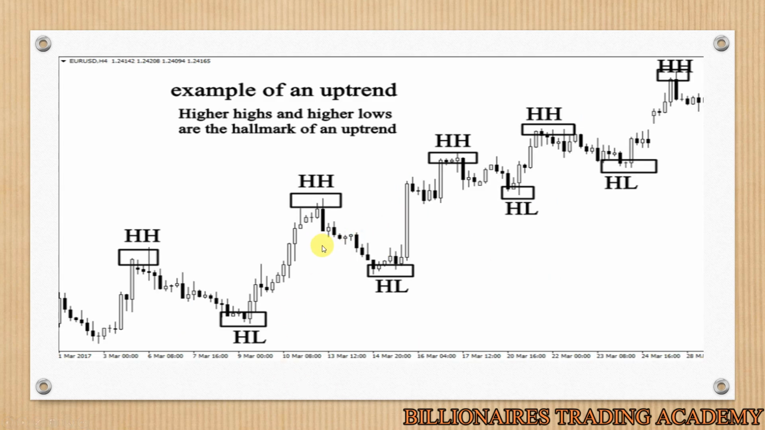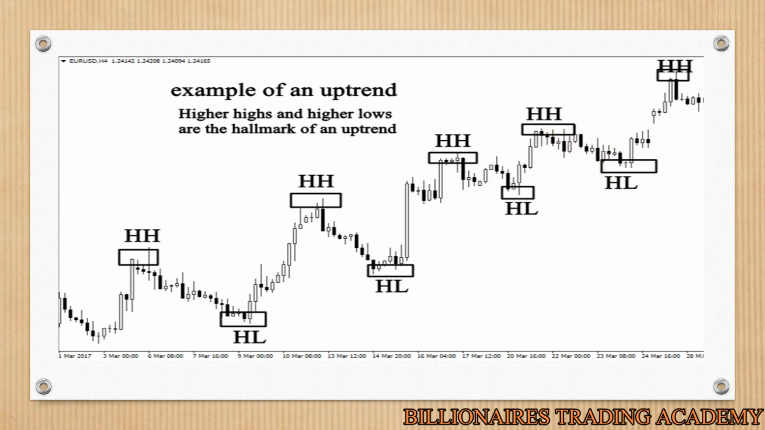So this is what it may look like in the market. Sometimes not as perfect as this one, but this is a perfect example of an uptrend. We can see a high, higher low, higher high, higher low, higher high, higher low, higher high, higher low, higher high.